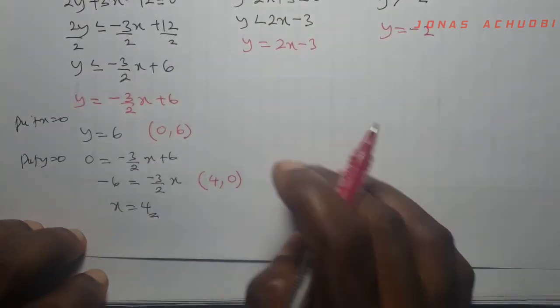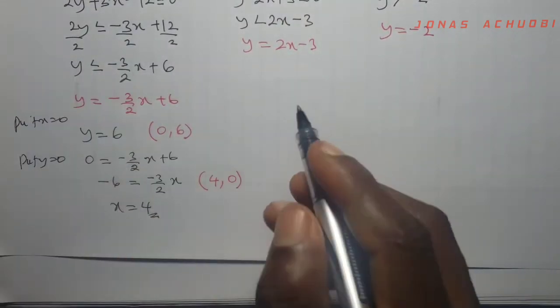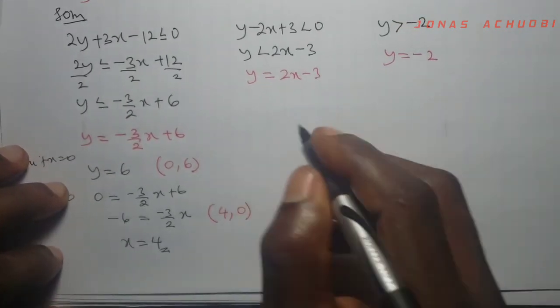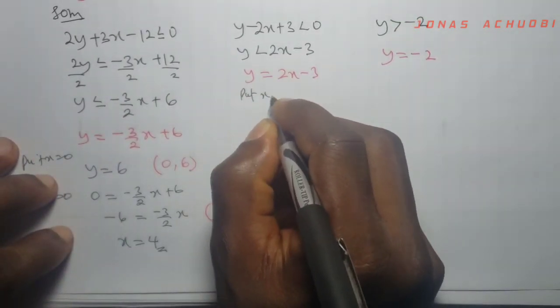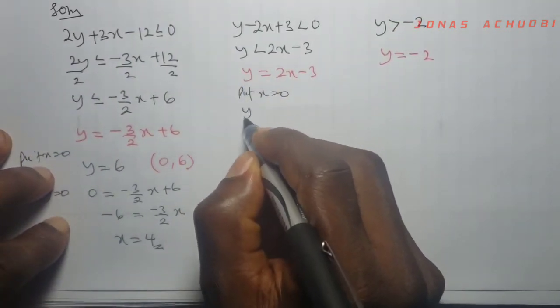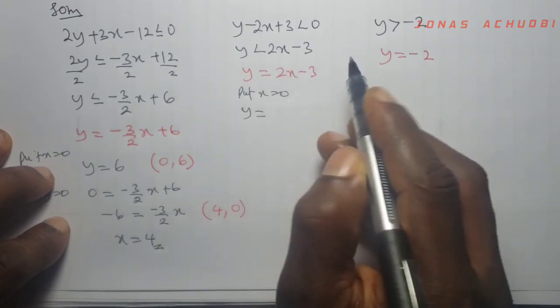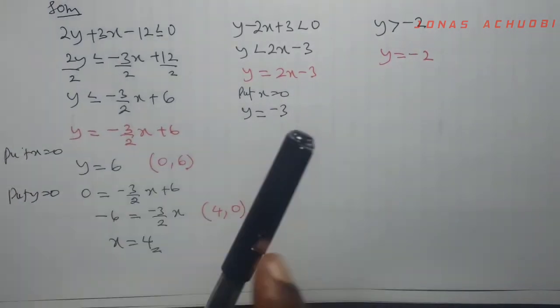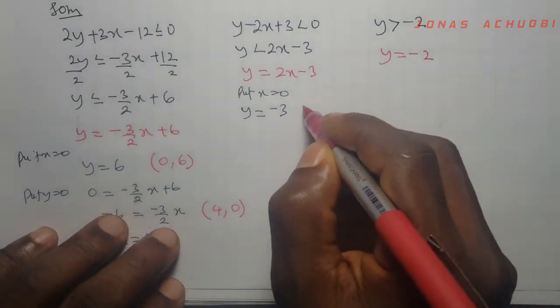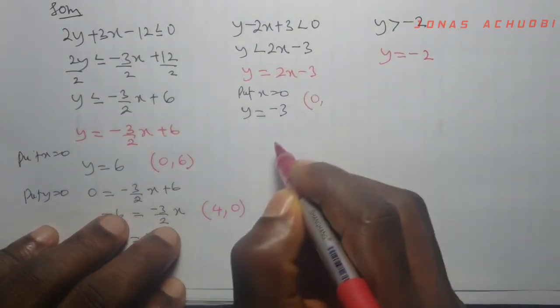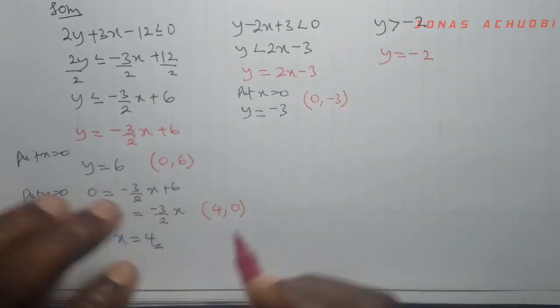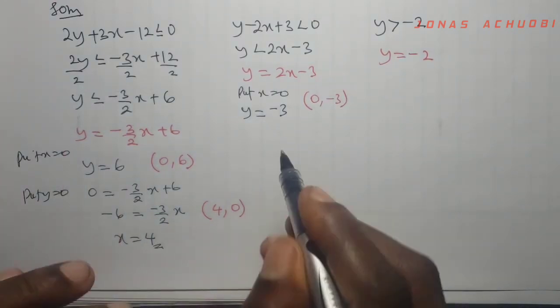For the second line, we put again x as 0. So here we put x as 0. So we have y equal to, when x is 0, this becomes 0. 0 times 2 is 0, so minus 3. So the first point again we see there is x is 0, y is what? Minus 3.